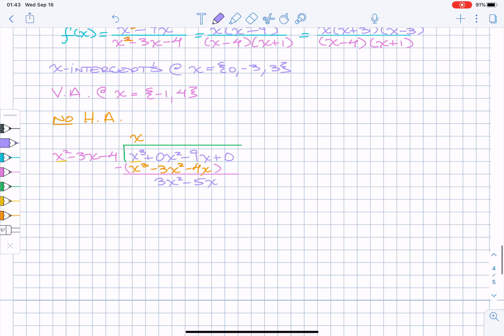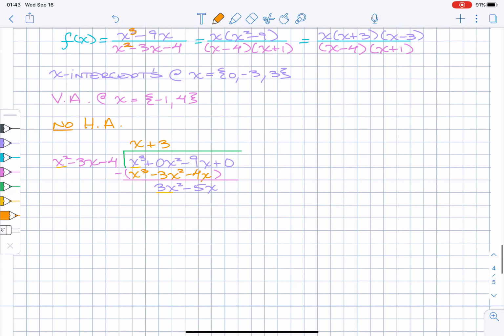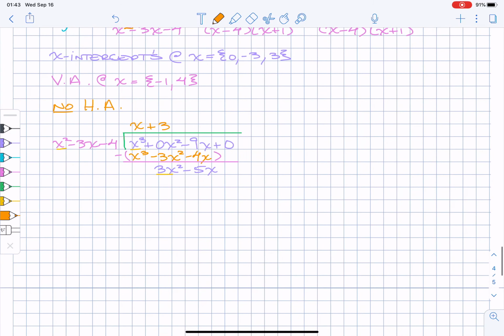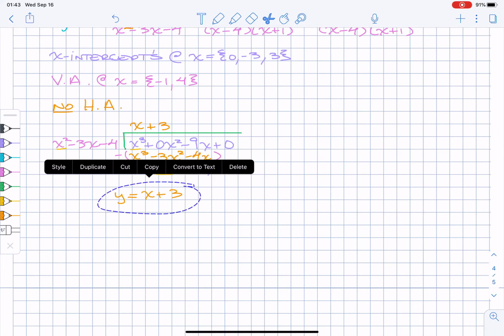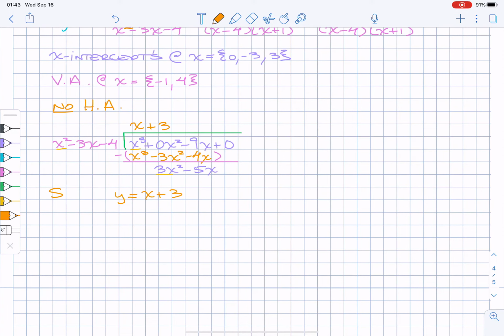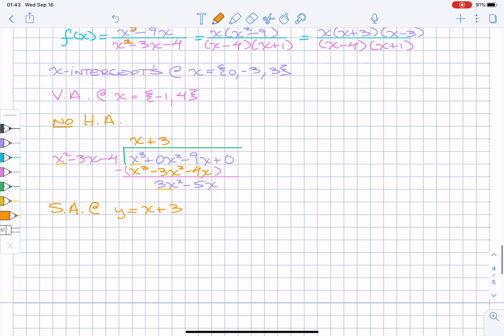Okay, so now I start again. What do I need to multiply x squared by to get 3x squared? And that would be a positive 3. So I can go from there. So y equals x plus 3 is the slant asymptote, because that's the quotient. So we'll call it slant asymptote at y equals x plus 3.